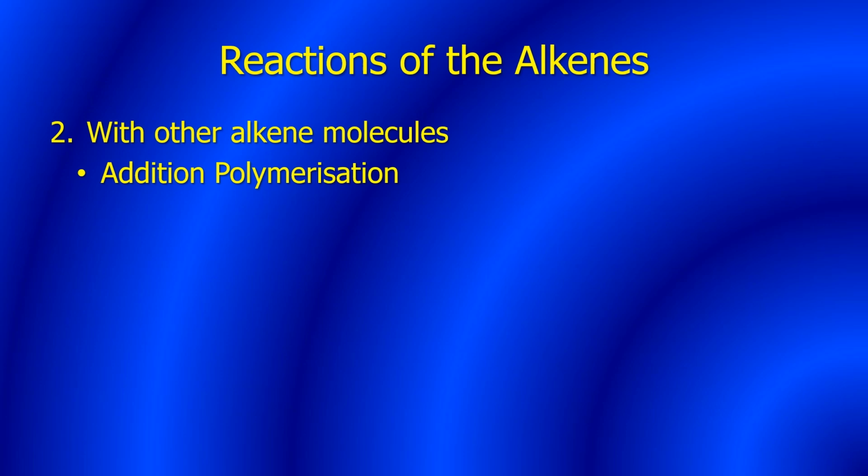Polymerization means that we join many alkene molecules together to make a polymer. Now, polymers are plastics, so this reaction is incredibly useful for making plastics. The individual alkene molecules are known as monomers, mono being one, so single molecules, and many of those monomers join together to make a polymer. I'll show you a brief video clip to illustrate this process.